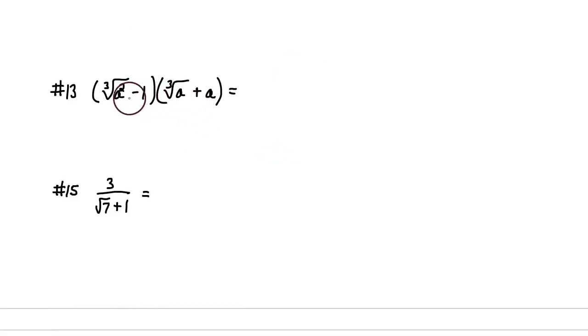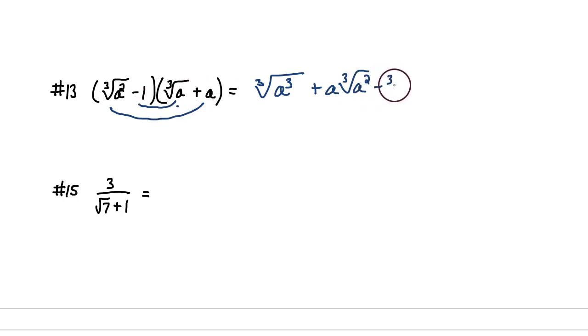Number 13, FOIL again. This one times this one makes the cube root of a to the third. Now let's do our outer product. We get plus a times the cube root of a squared. Now the inner product, we get -1 times the cube root of a. And now last, -1 times a. That's -a. This first term can be simplified. The cube root of a cubed is just an a. Let me copy this part here.